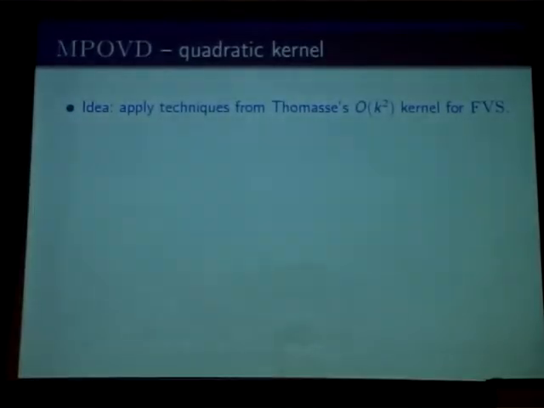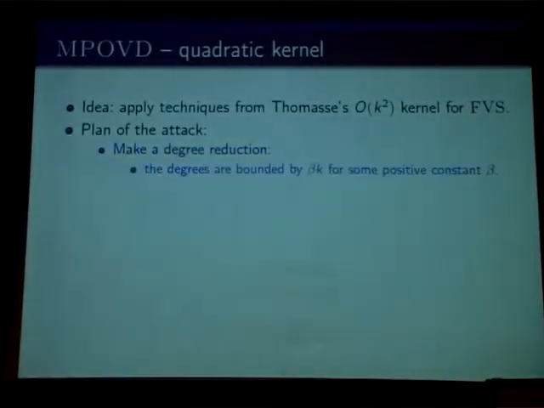Okay, so what's the idea of the kernelization algorithm for mPOVD? The idea is to apply the techniques developed by Thomassé in his order of k square kernel for feedback vertex set. And the plan of the attack will be to, firstly, make a degree reduction in order to bound the degree of all vertices in the graph by some beta k for some beta.